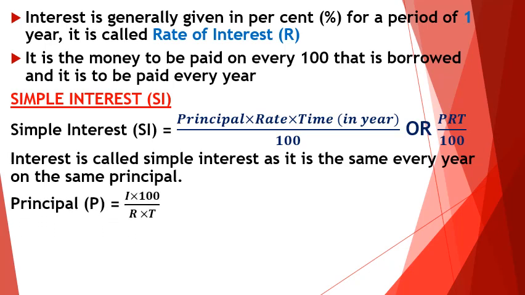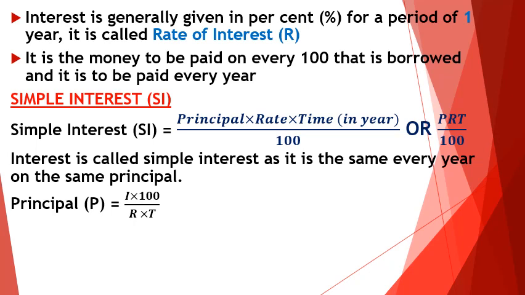Now we have the formula simple interest equals PRT upon 100. Now from this formula we can easily find how to find principal, how to find rate of interest. Similarly, how we can find time, the formula to find time period. So first we can see principal. Principal equals I into 100 whole divided by RT.